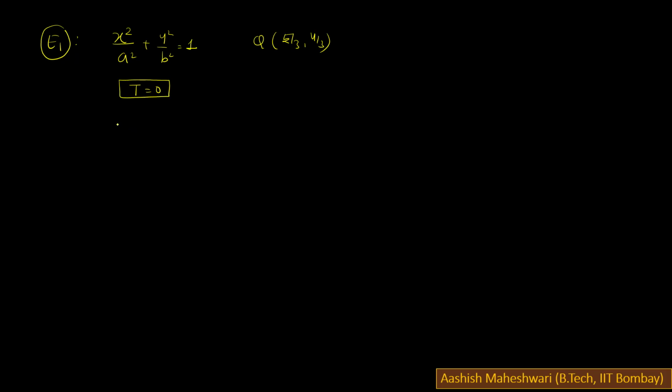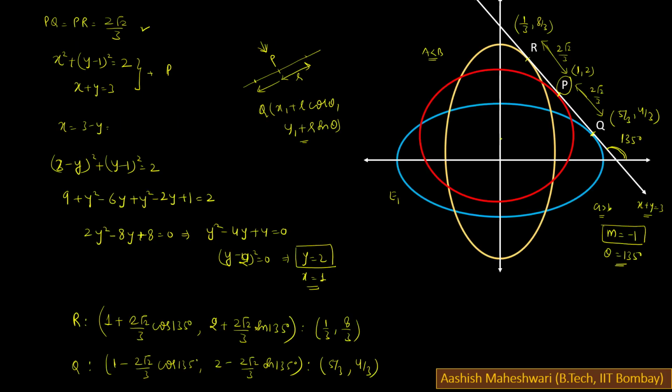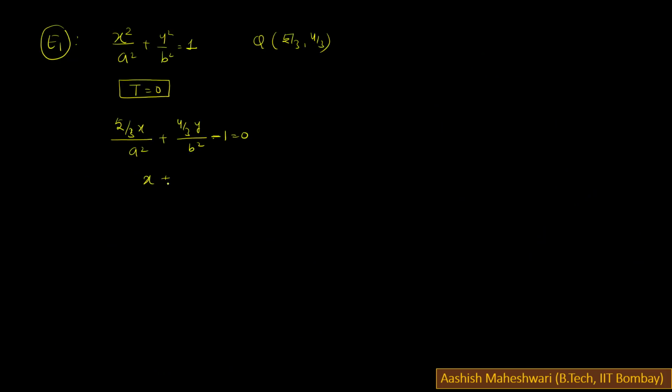This is, you can say, replace x square with xx1, y square with yy1, and the constant remains the same, right? So this is the equation of the tangent at (5/3, 4/3), which is on this ellipse E1. But it is given in the question that the tangent at point Q is x plus y minus 3 is equal to 0.